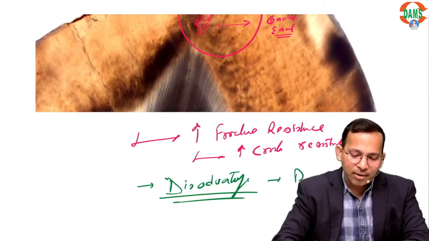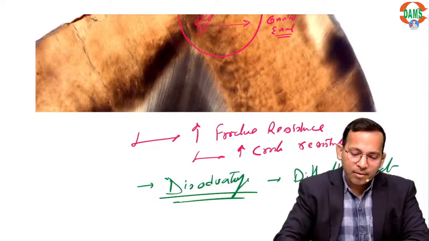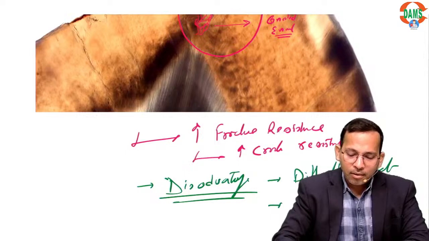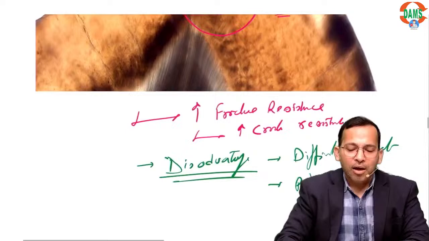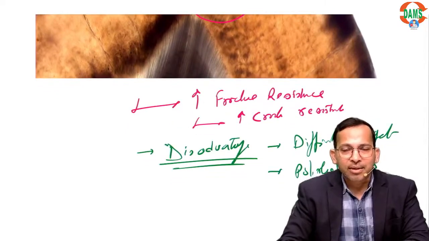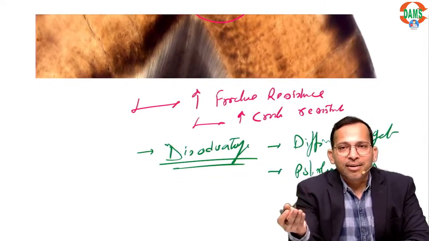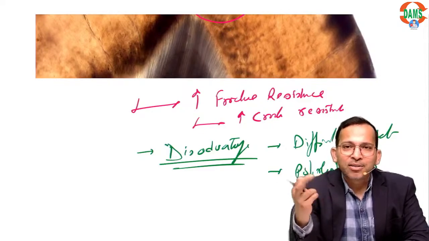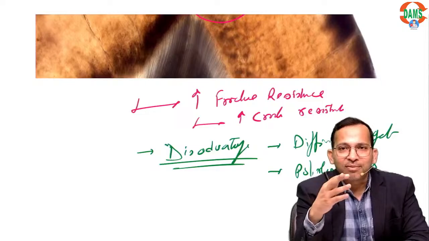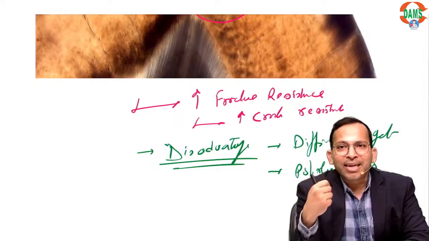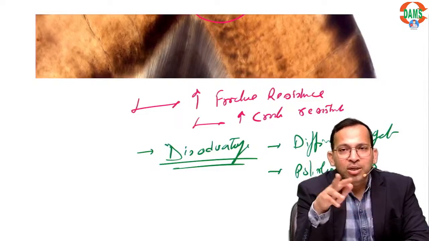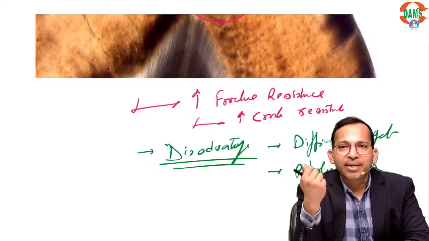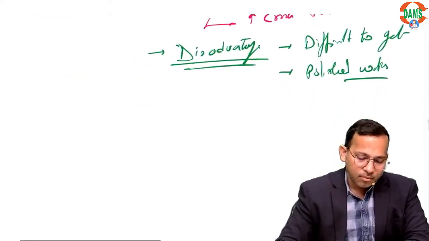It's difficult to get polished or smooth walls of a cavity preparation in these areas, right? So for Nitin sir, these gnarled enamels make his life difficult. Why? Because the enamel rods are moving in every direction, and because of that, the endodontist is unable to get a smooth surface of the prepared cavity, isn't it?